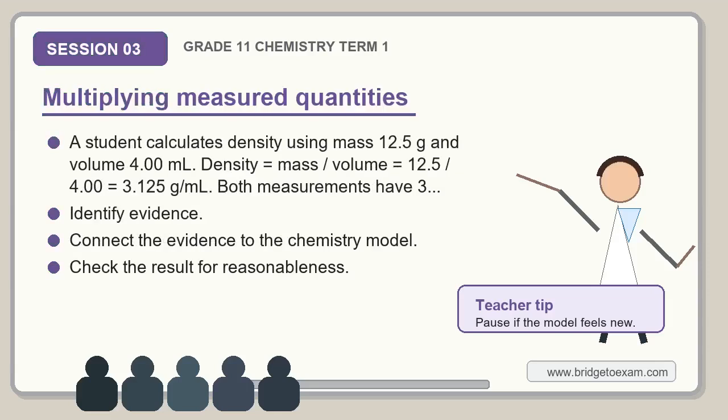Now let's work an example. Multiplying measured quantities. A student calculates density using mass, 12.5 grams, and volume, 4.00 milliliters. Density equals mass per volume equals 12.5 divided by 4.00 equals 3.125 grams per milliliter. Both measurements have three significant figures, so the answer should be reported as 3.13 grams per milliliter. Notice how the answer comes from evidence and reasoning, not from guessing.